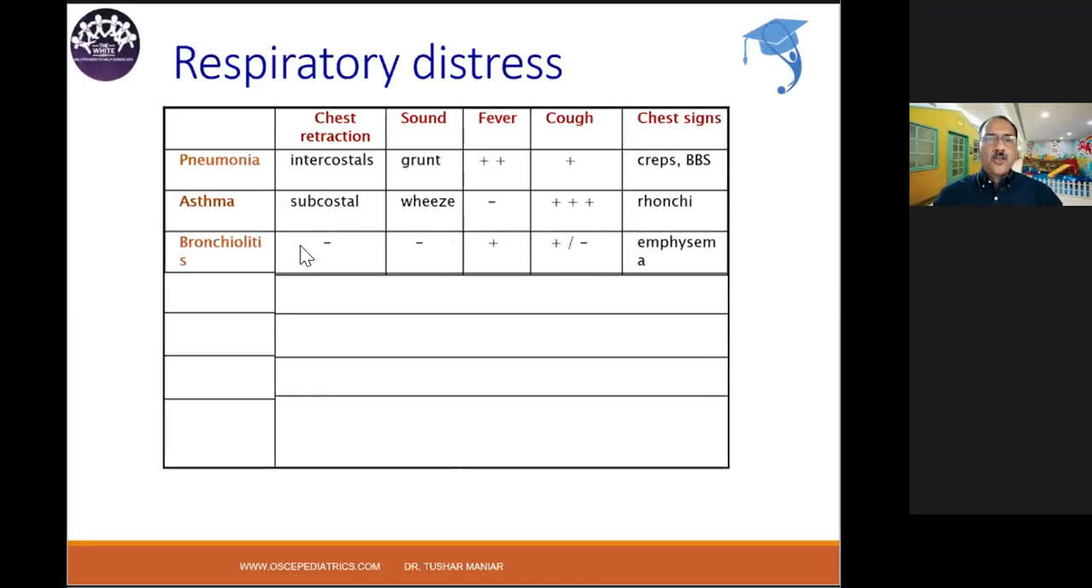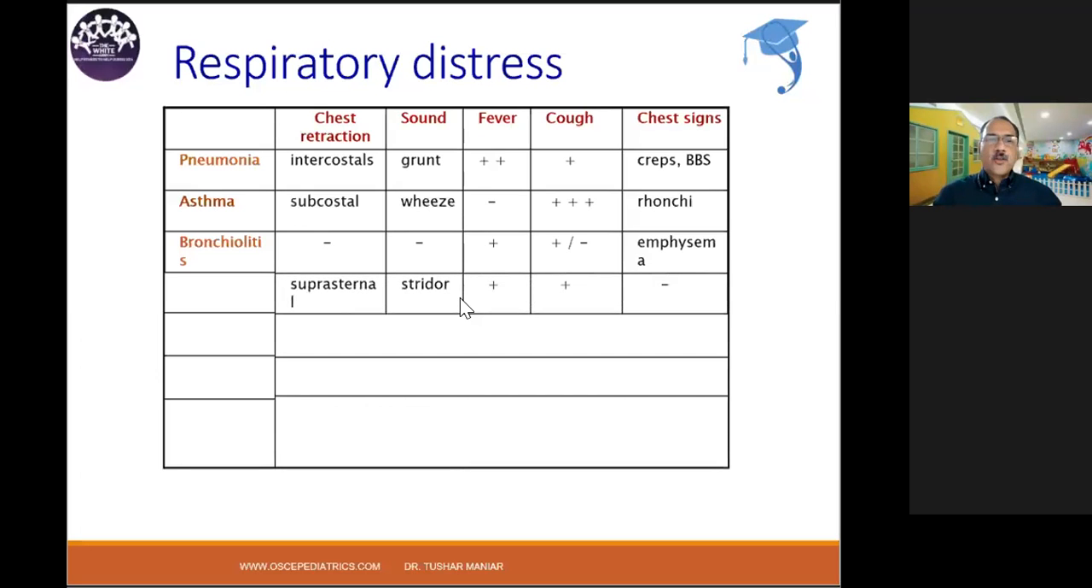What we are trying to say is that there can be minor retractions, but because very small bronchioles are involved, it's not like a subcostal retraction. It's more like a tachypnea or a dyspnea with cough, but more of emphysema signs.